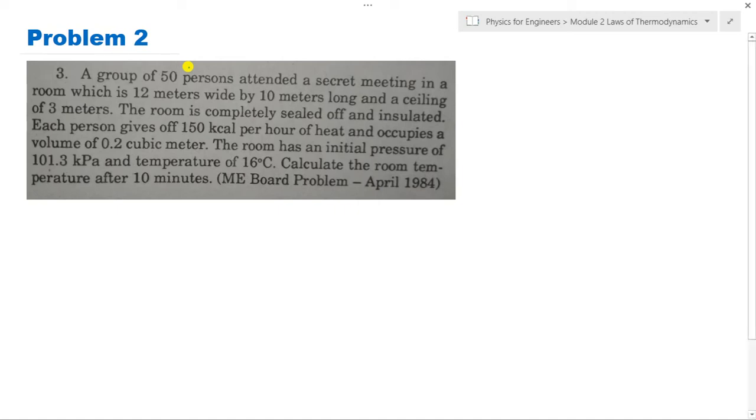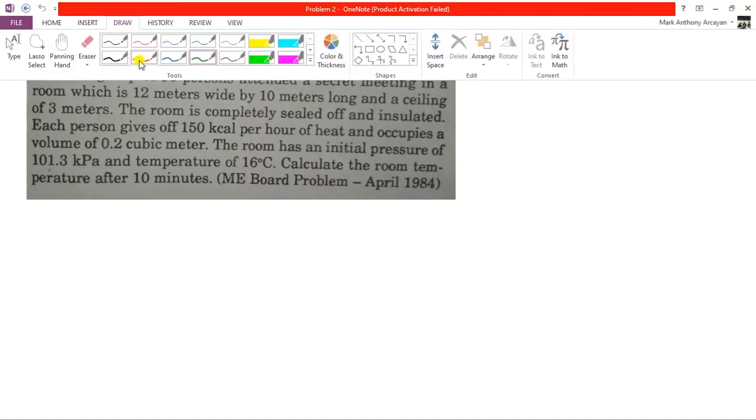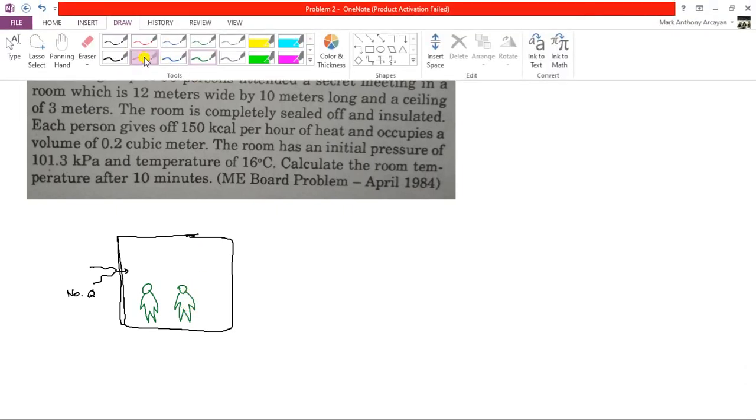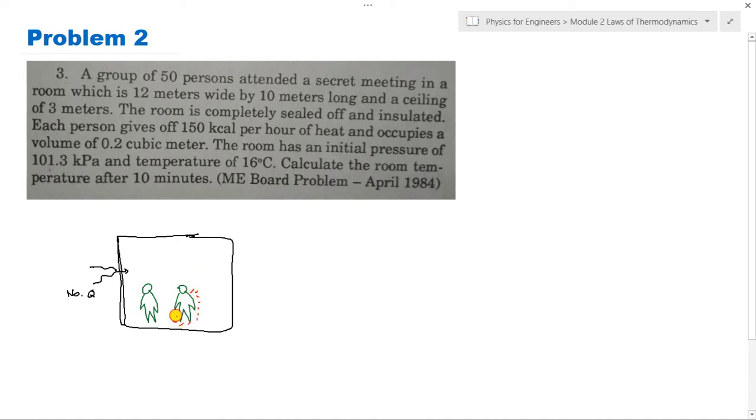So here, let's draw the problem. So we have a room. This room is sealed off and insulated, meaning there is no heat transfer from the outside into the room. So no Q transferred from the outside to the room. And then there are people inside the room, 50 persons in all. Each person emits or loses heat. So they release heat inside the room.